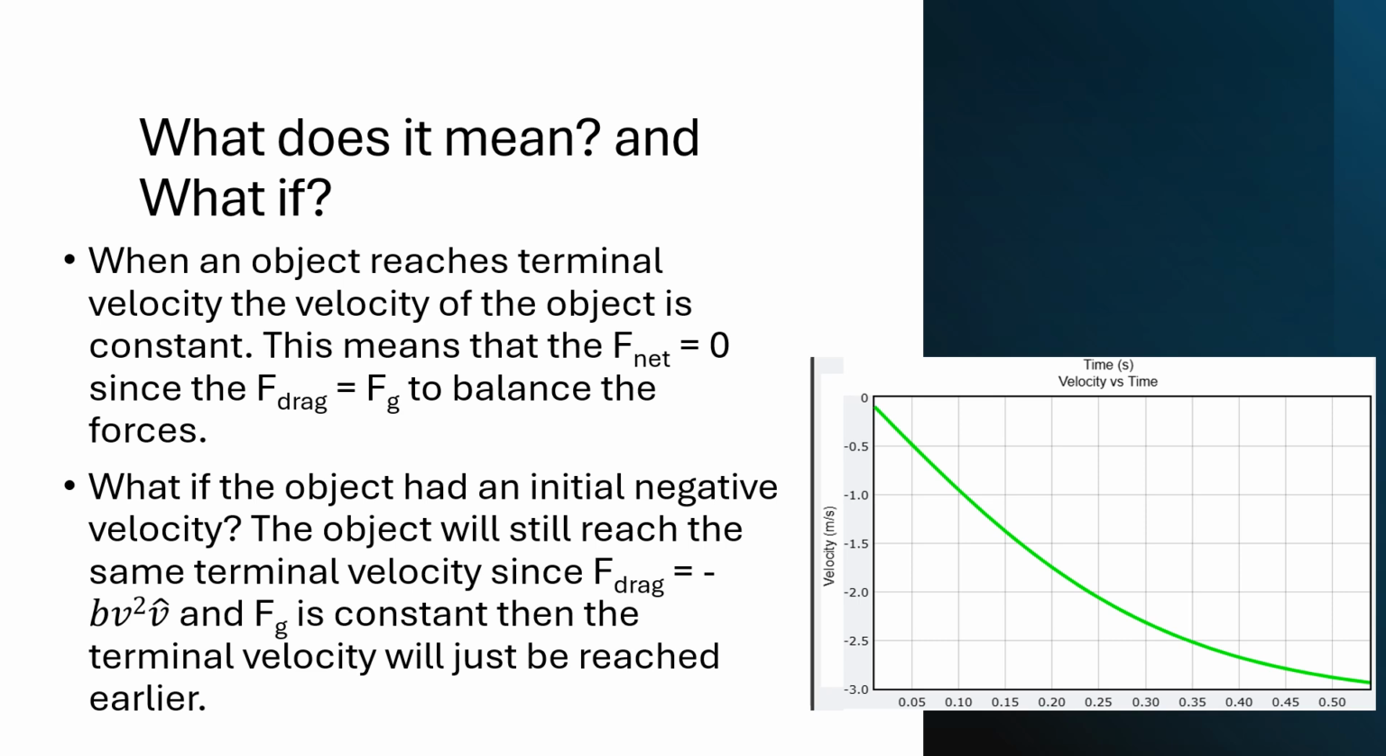And what if the object had an initial negative velocity? The object will still reach the same terminal velocity, since force of drag is proportional to the velocity. As you can see here on the chart, if you had a higher negative velocity, you would just start off later in the graph. Eventually, the forces will balance, since force of drag is proportional to velocity. It will eventually be equal, and you'll reach terminal velocity earlier.